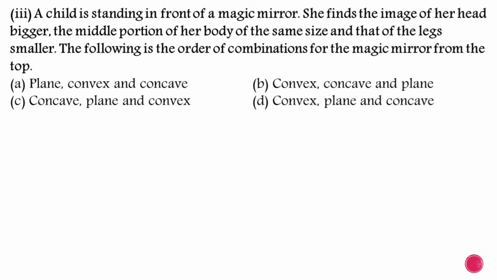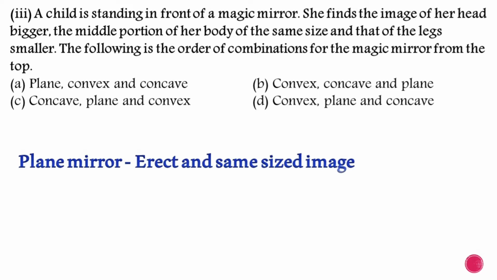So let's recall the image formed by a plane, concave and convex mirror. Now it is said that the middle portion of the body is of same size, and we know that in a plane mirror the image formed is always erect and of same size. So the middle portion is a plane mirror. Hence from this we can eliminate option A and B. So now left is option C and option D.